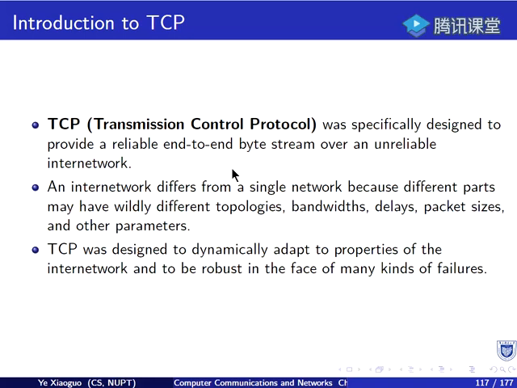An internet network differs from a single network because different parts may have widely different topologies, bandwidths, delays, packet sizes, and other parameters. TCP was designed to dynamically adapt to properties of the network and to be robust in the face of many kinds of failures. So TCP provides reliable services.